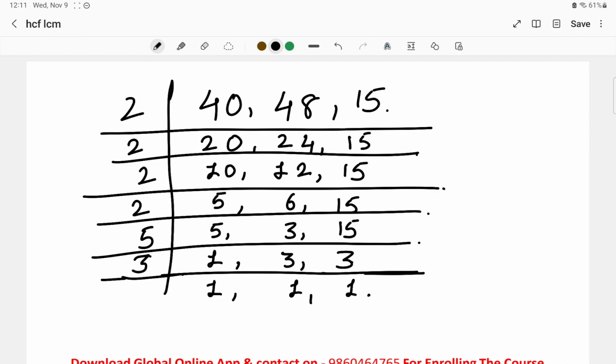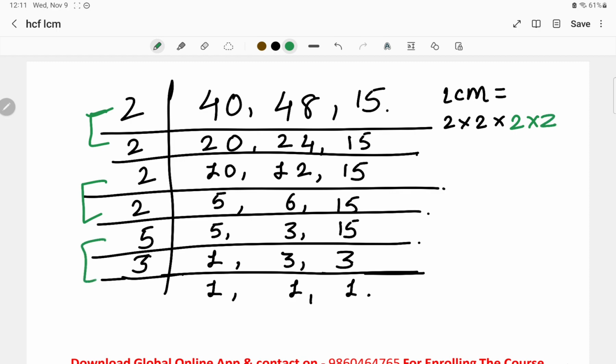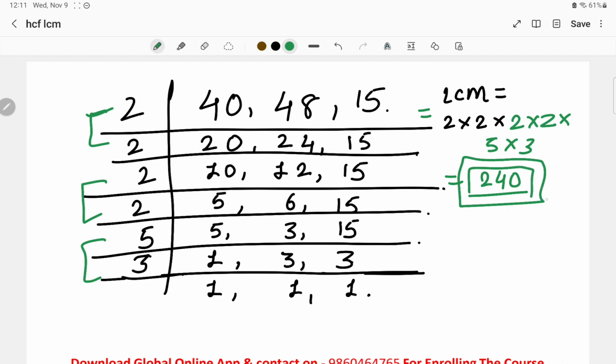Now to find the LCM of this particular number will be 2 into 2 into 2 into 2, and 5 into 3. So what will be the answer? 2 2s are 4, 4 2s are 8, 8 2s are 16, 16 into 5 3s are 15 is nothing but 240. So 240 is the LCM of this given number.